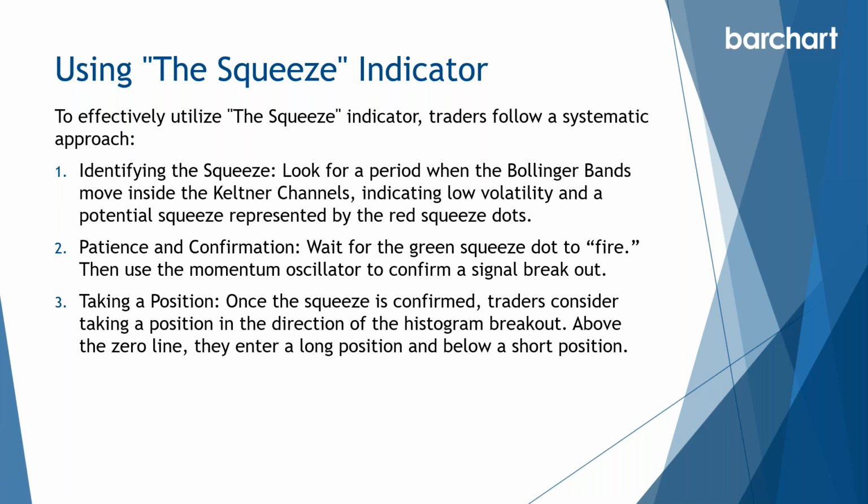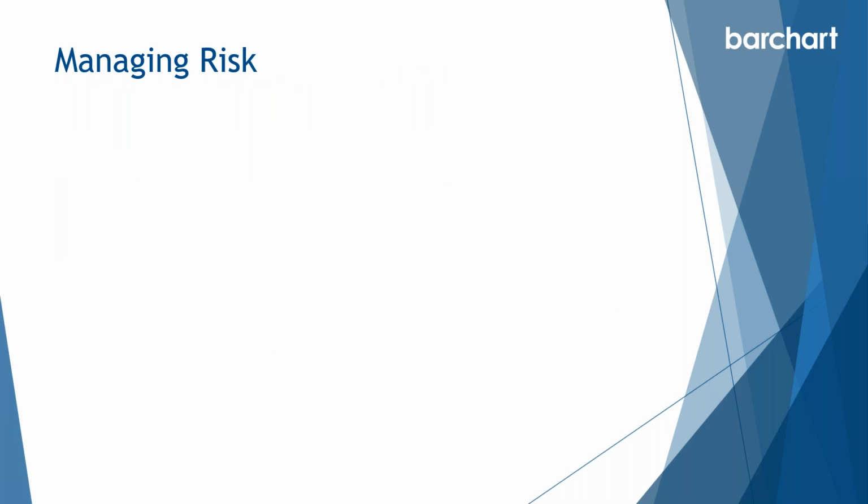Now, taking a position once the squeeze is confirmed, once that green dot is indicated, we're going to take a position in the direction of the histogram breakout. Again, above the zero line, we'll take a long position, and below, we'll take a short position. Now, we're going to talk about risk multiple times throughout this session, and we'll get back to it in a bit about initial risk.